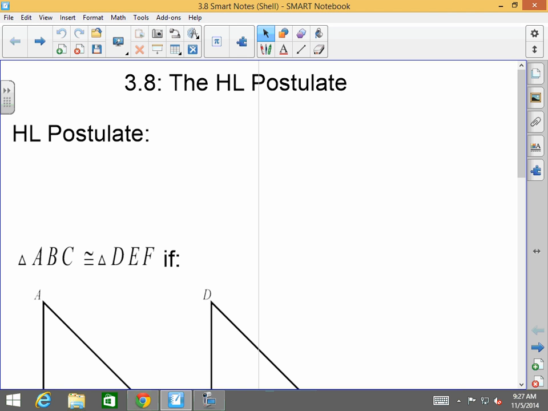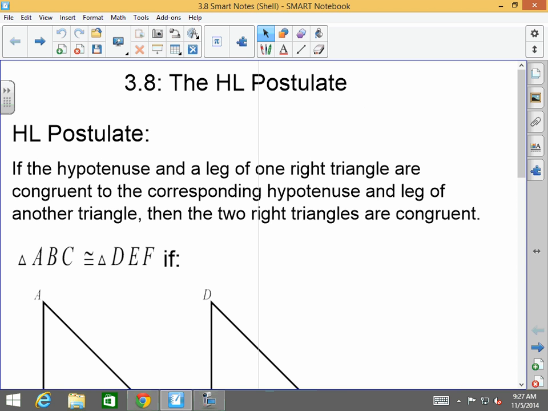Today we're going to wrap up Chapter 3, and we're going to talk about a really cool postulate called the HL postulate. The HL postulate stands for hypotenuse-leg. And what it states, gentlemen, is that if the hypotenuse and a leg of one right triangle are congruent to the corresponding hypotenuse and leg of another triangle, then the two right triangles are congruent.